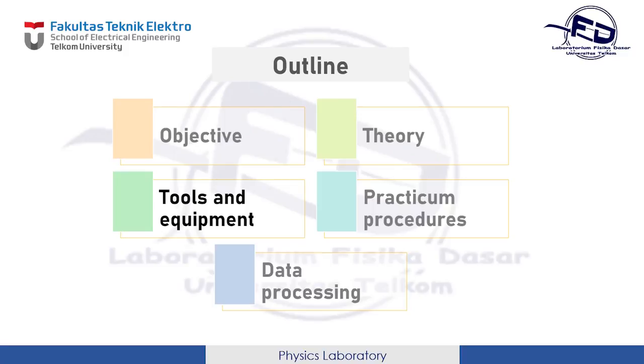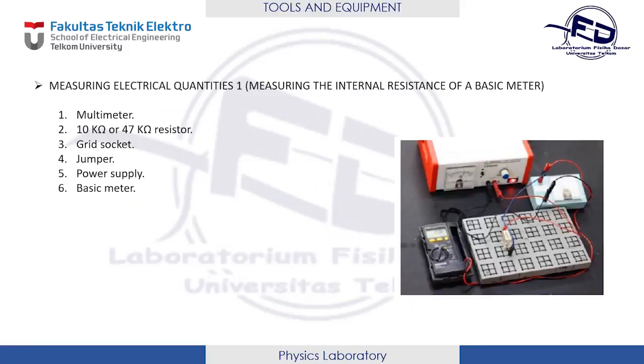Next, we need to know about the tools and equipment that we use. Measuring electrical quantities 1. Measuring the internal resistance of a basic matter. Tools and equipment. First, multimeter. Second, 10 kilo ohm or 47 kilo ohm resistor. Third is grid socket, the gray one. For jumper, the red and black cable. Power supply, and basic matter.